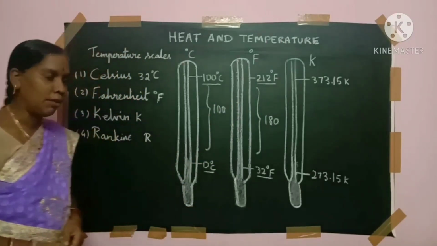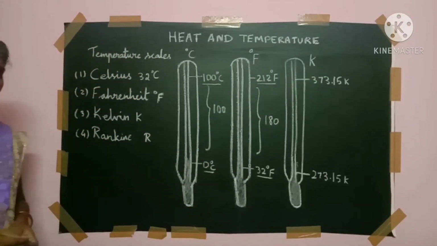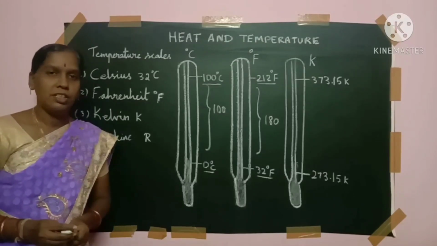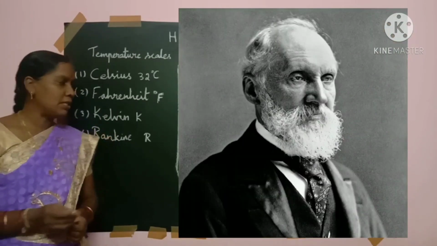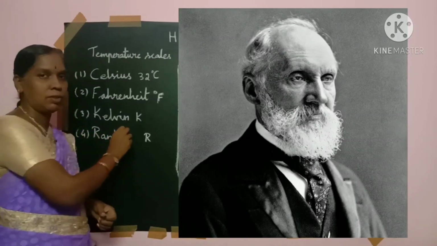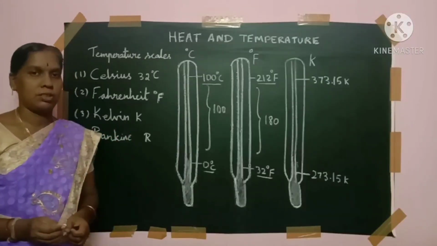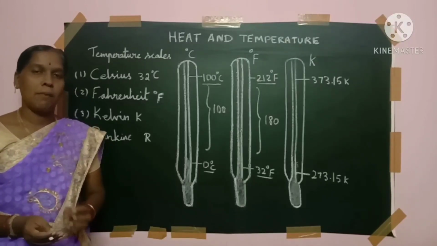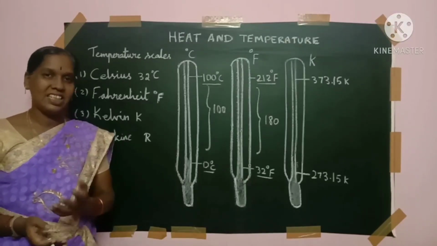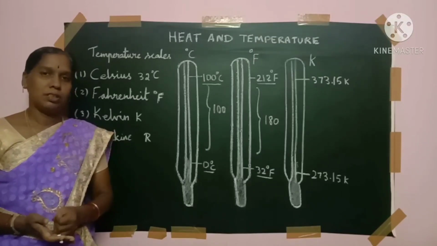Okay. The third one we move on to is Kelvin. In SI unit, temperature is measured by means of Kelvin. In case of Kelvin, we should not use a degree. Only K we have to mention. Kelvin is also known as the absolute scale, as the readings are taken from absolute temperature.